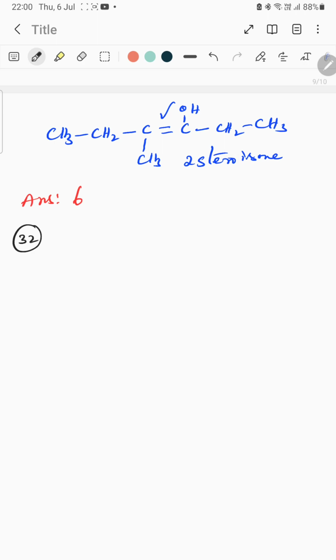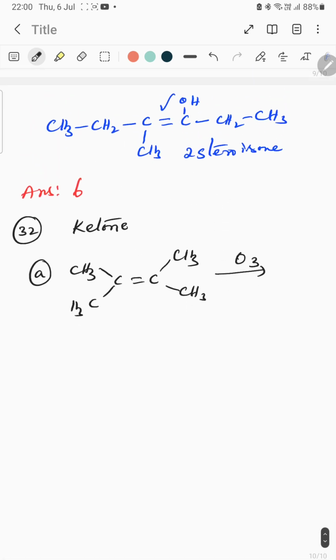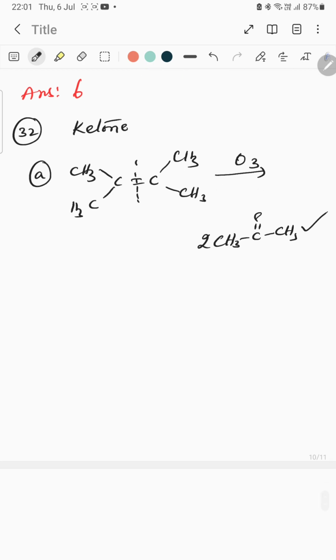(32) How many of the following reactions produce ketone? We want ketone. Option A, the given compound CH3C, CH3, double bond C, CH3, CH3. Arrow mark having O3, ozonolysis. The O3 is there. Simply break the double bond. We add 1 oxygen on the left side, 1 oxygen on the right side. So we get 2 moles of acetone formed. This is ketone. So option A gives the ketone.